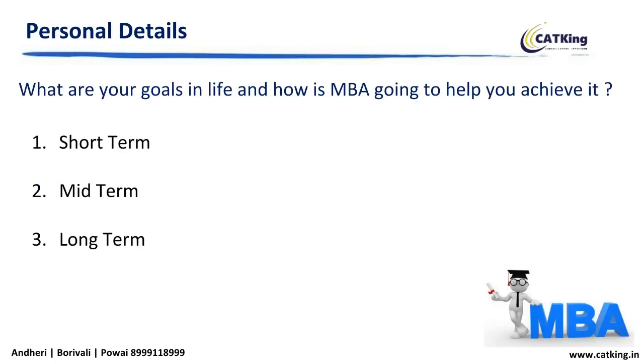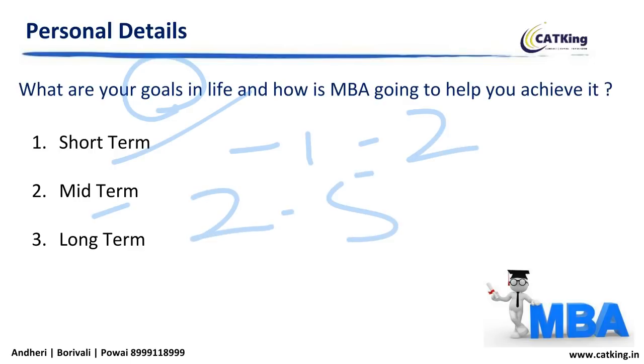All right. Then we move on to the personal details. These are a different kind of subjective questions which they have asked to know more about you. So the first question is, what are your goals in life and how is MBA going to help you achieve it? Whenever you get a question on goals, first step is to break it down into 3 parts, which is your short-term goal, that is what do you wish to achieve in the next 1 to 2 years, your mid-term goal, what do you think you can achieve in the next 2 to 5 years, and long term is what do you see yourself achieving in the next 5 to 10 years.